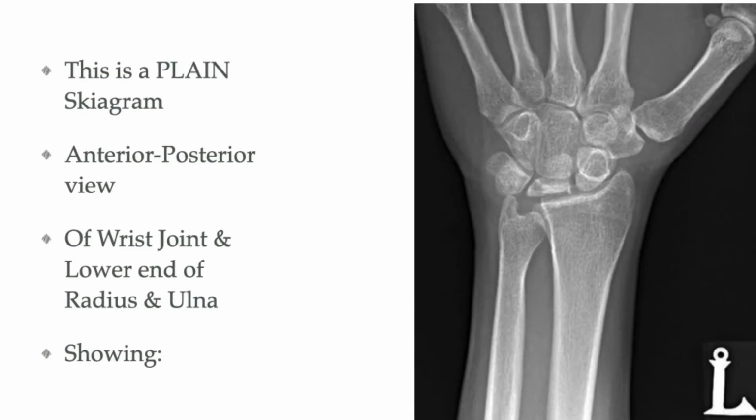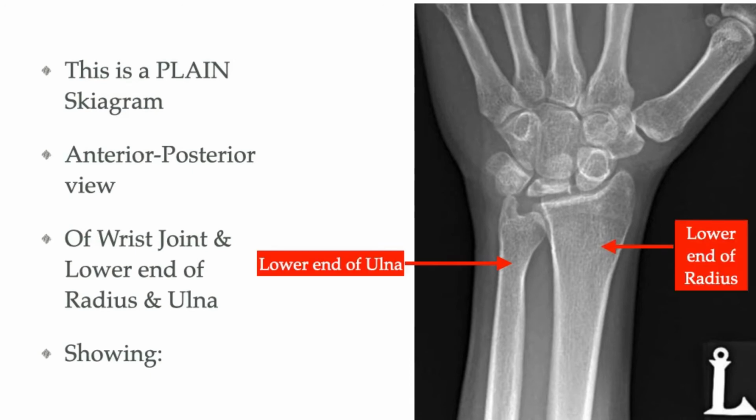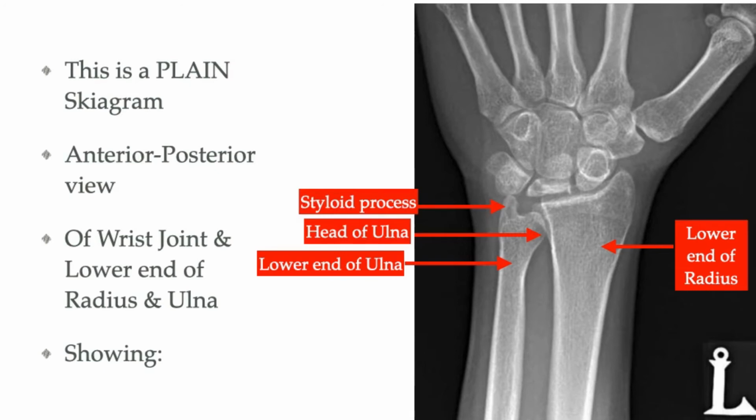The next diagram is of the wrist joint along with the lower end of the radius and ulna. Now let us learn how to describe this X-ray. This is a plain AP view of the wrist joint along with the lower end of the radius and ulna, where we can see this is the lower end of the radius. Over the lower end of the ulna, we can see this is the head of the ulna. This is the styloid process of the ulna. Likewise, over the lower end of the radius, this is the styloid process of the radius.